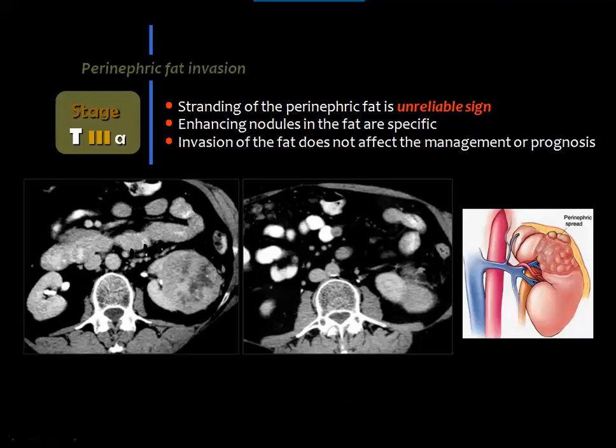Then stage 3 has 3 subdivisions. The stage 3A is the tumor which is extending into the perinephric fat. And we used to say that a stranding of the perinephric fat is a sign of tumor spread, but in order to say safely that there is an extension into the perinephric fat, you should see some nodular lesions that are enhancing within the fat around the kidney. And invasion of the fat does not affect the management or the prognosis of the tumor.